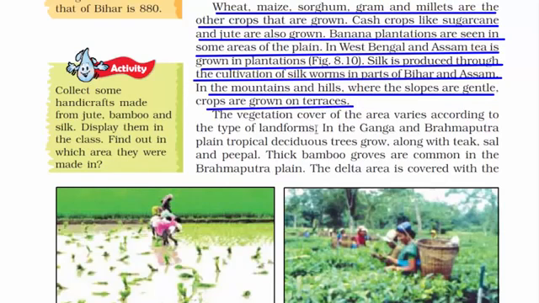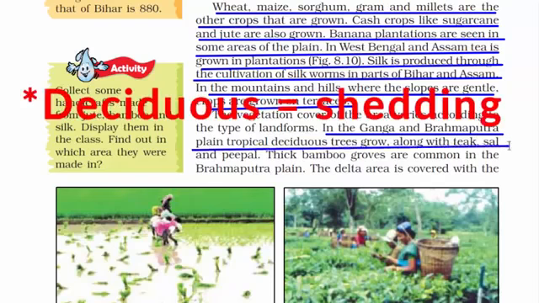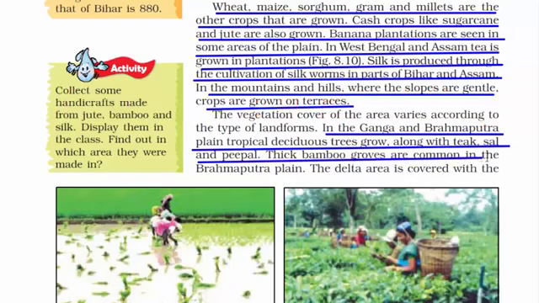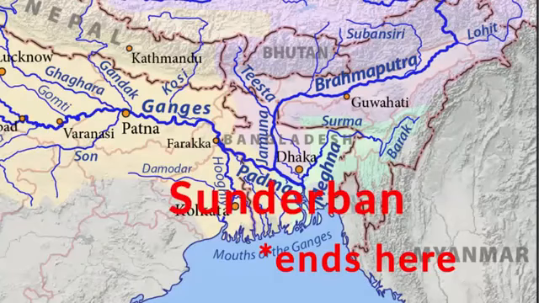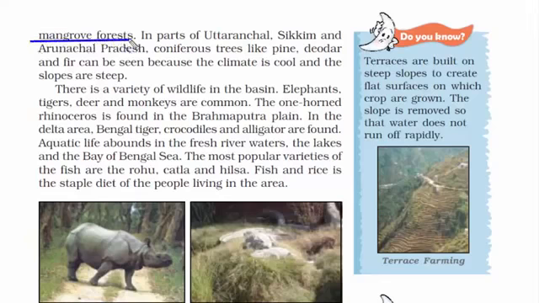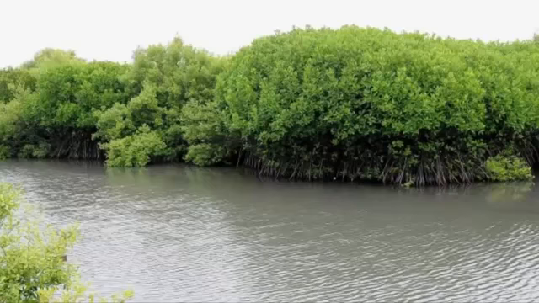In Ganga and Brahmaputra plain, the kind of trees that grow are tropical deciduous, which means the trees that shed their leaves annually. Teak, sal, peepal and thick bamboo trees are found. When we go towards the draining point, there you will find mangrove forest. They look something like this.